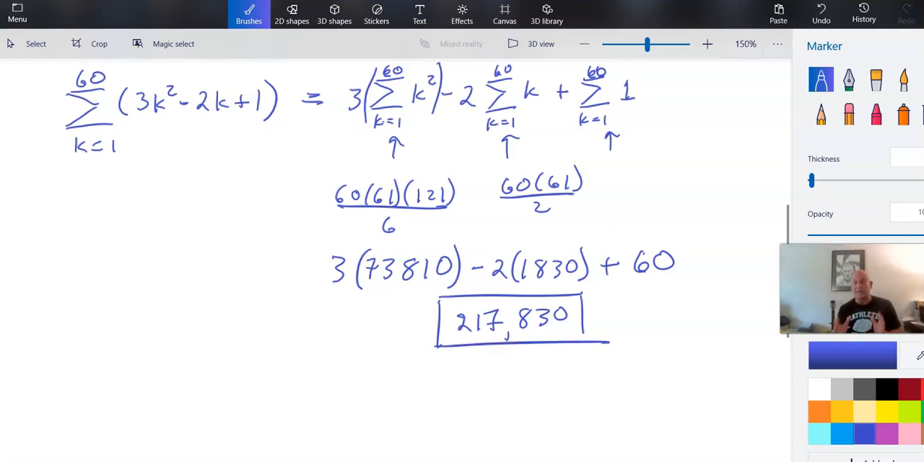Right, so it really is going to boil down to pretty much the same thing each time. You're trying to get the k's isolated so you can use formulas. And then you just put everything else back in around it. You are certainly welcome to just write out every term from 1 to 60, but that is not going to be the time-friendly way to do these, right?